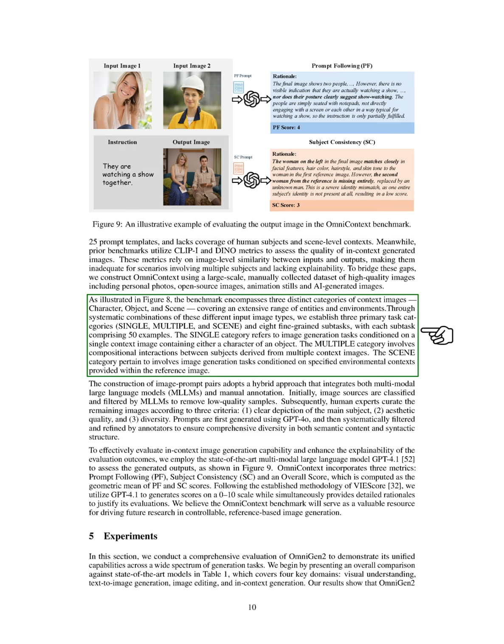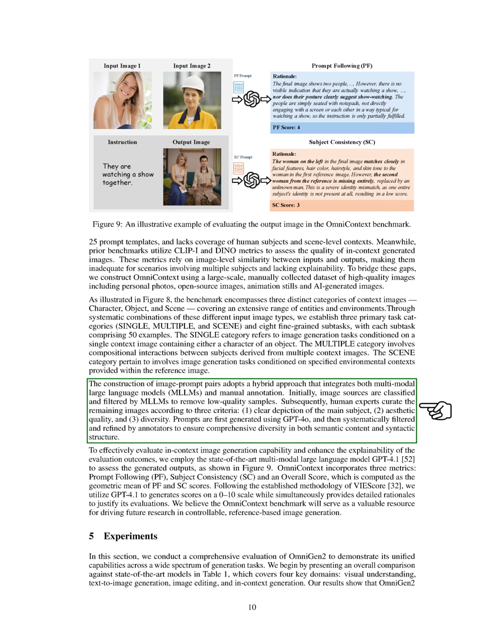The benchmark features 3 categories of context images: character, object, and scene, covering a wide range of entities and environments. We establish 3 main task categories: single, multiple, and scene, along with 8 detailed subtasks, each containing 50 examples. The single category involves generating images based on a single context image featuring either a character or an object. The multiple category focuses on interactions between subjects from multiple context images, while the scene category pertains to image generation tasks based on specified environmental contexts from reference images.